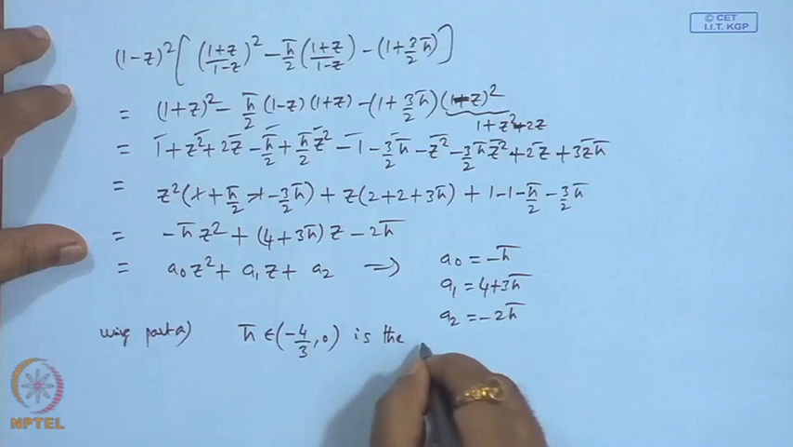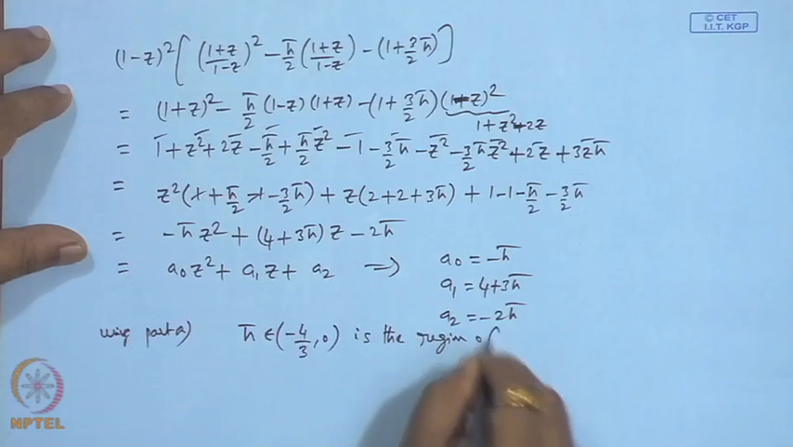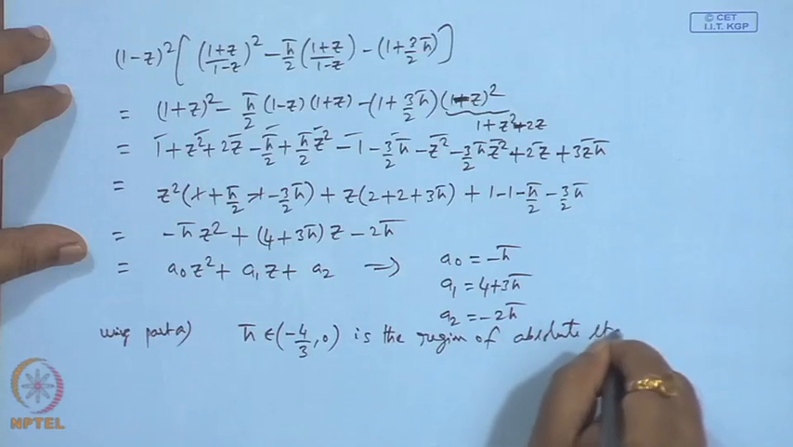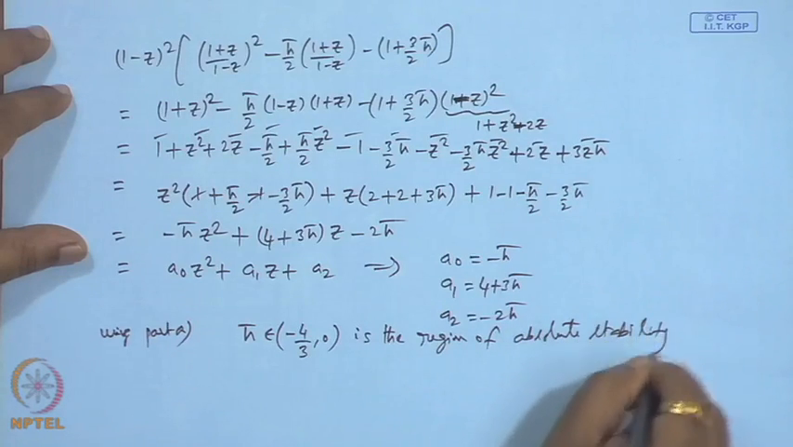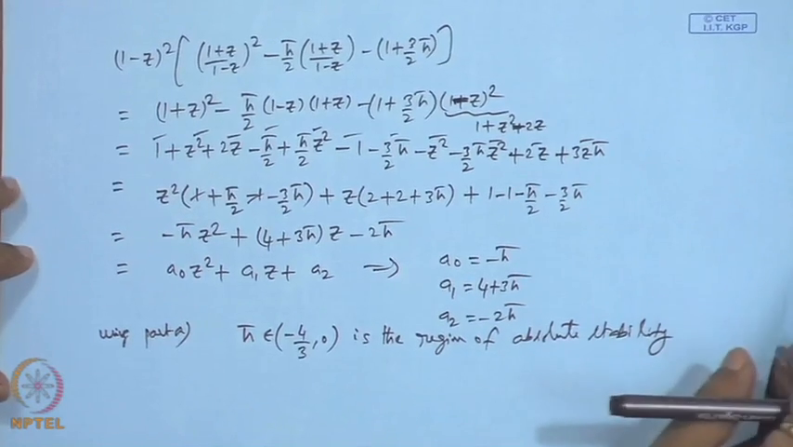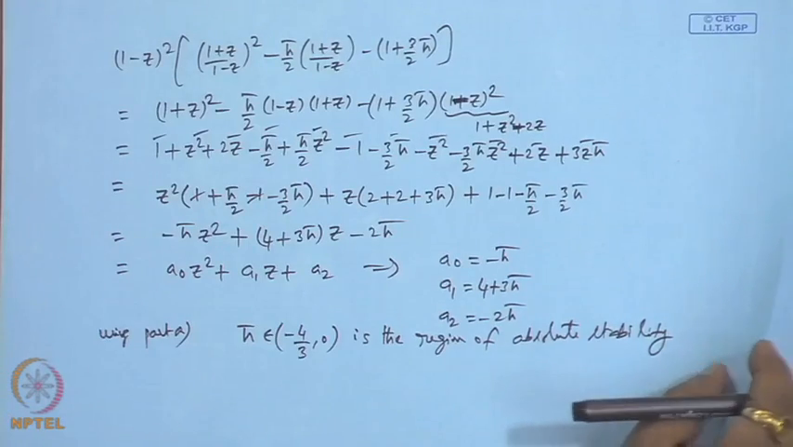is the region of absolute stability. Okay. So, this is the Routh-Hurwitz criterion. Okay. Right.